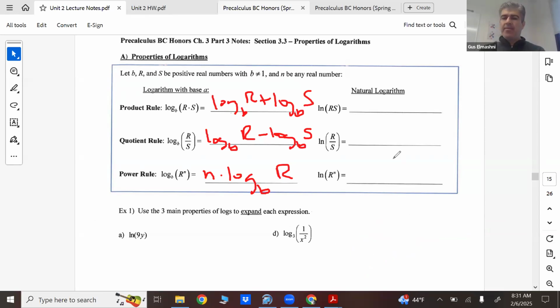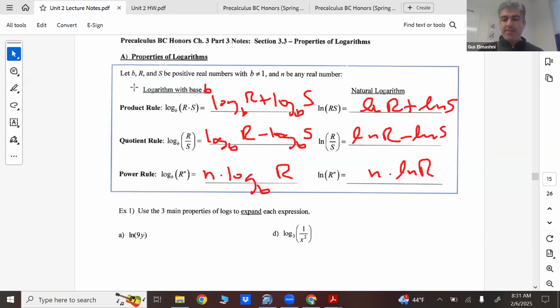Now, if you have natural log, guess what? Do the same thing. As long as the bases are the same, you can do this. That's what matters. The bases have to be the same. And that's a typo, it should say base B, not A. You got that? Okay, so let's do this in practice.